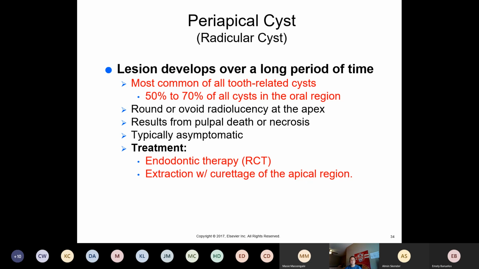It is round or ovoid, and it's seen at the apex, and it results from pulpal death or necrosis, and it's usually asymptomatic. Again, we're going to either treat it with root canal or we're going to extract and curettage out that apical region of where that tooth was.